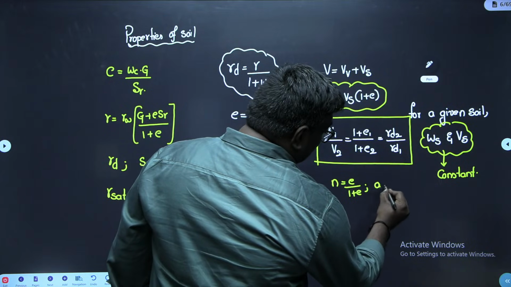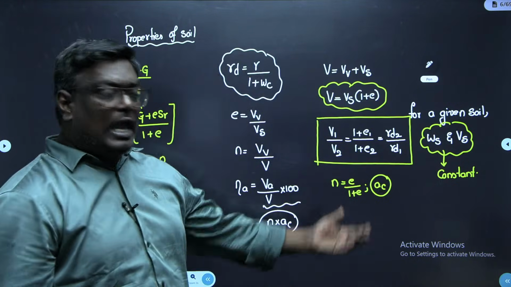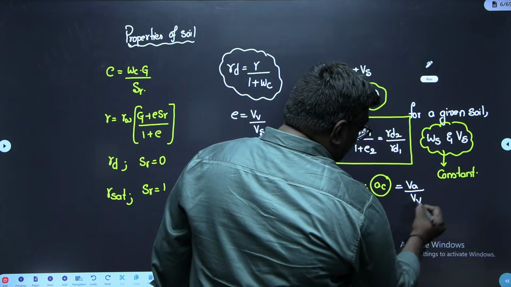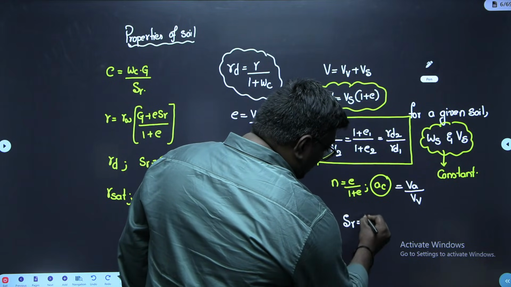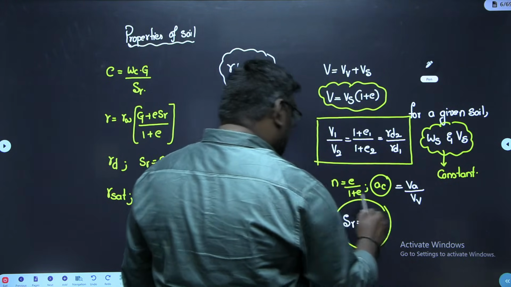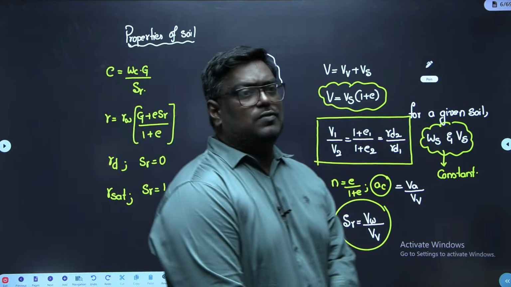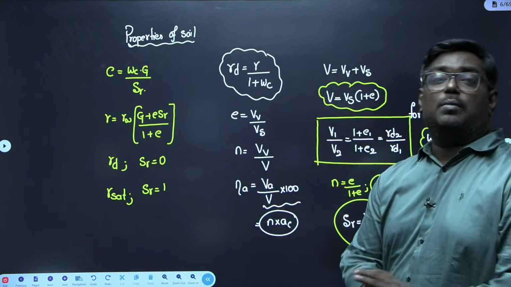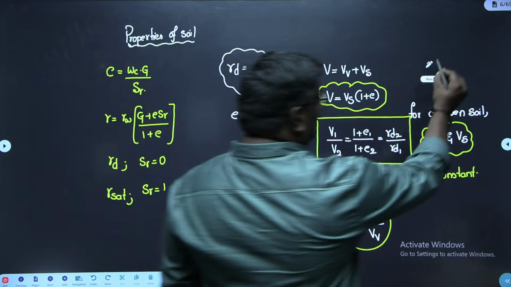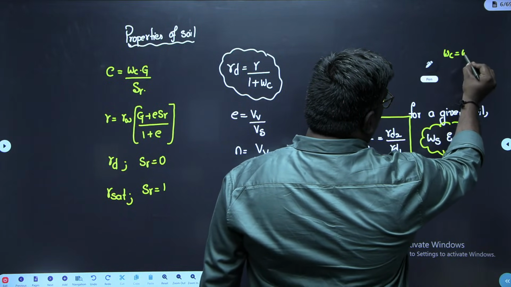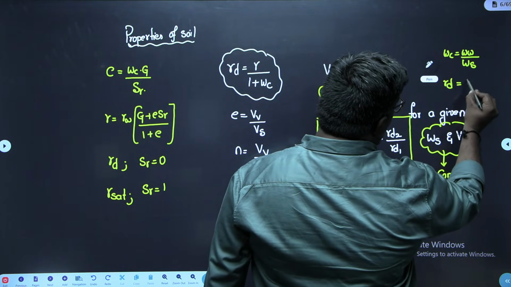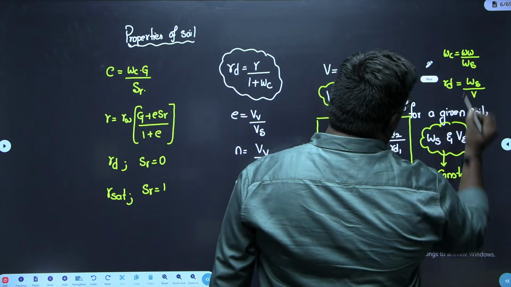And air content, in the name itself, it is related to air. So air content is nothing but equal to volume of air upon volume of voids. Similarly, if I talk about degree of saturation, it is equal to volume of water upon volume of voids. So my dear students, whenever you are studying properties of soil, you should be aware of these formulas at least. Okay, and remember always what is water content, which we have discussed. Water content is nothing but weight of water by weight of solids. And dry density is also known as weight of solids upon total volume.